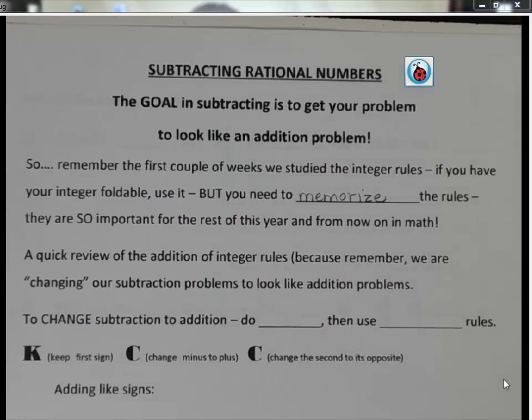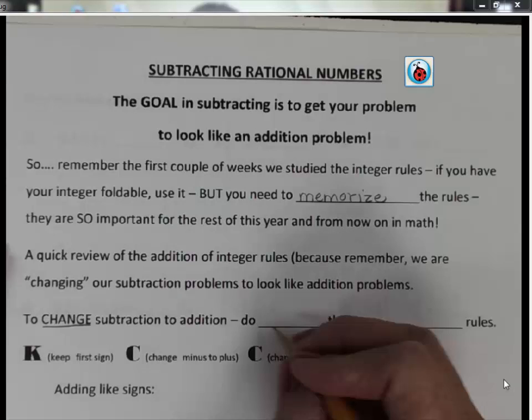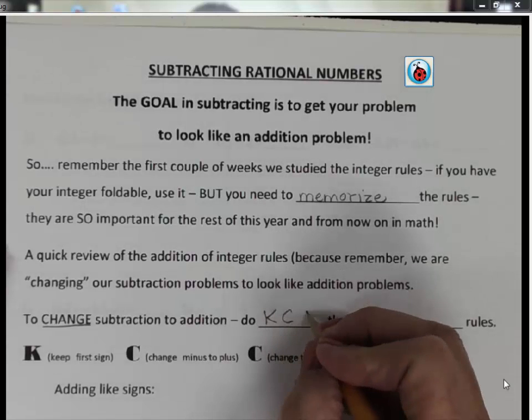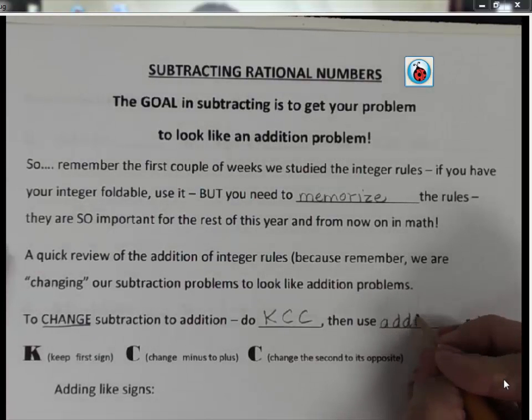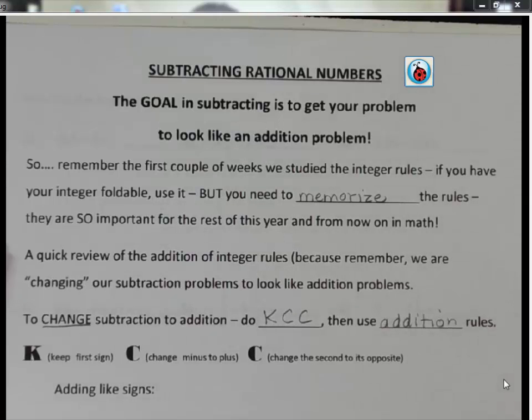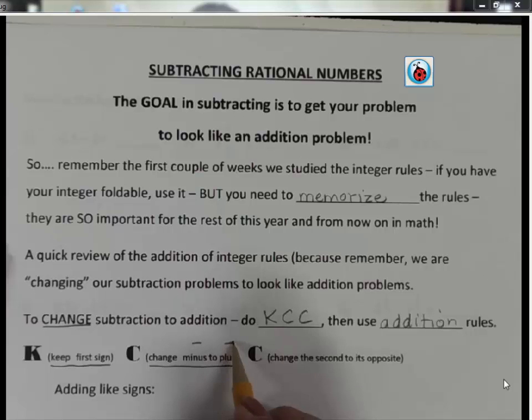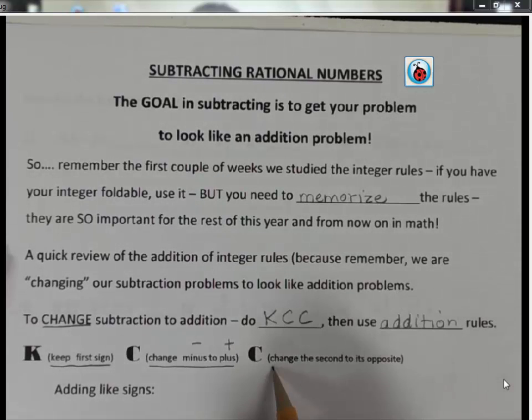A quick review of the addition integer rules, because remember we are changing our subtraction problems to look like addition problems. To change subtraction to addition, do K, C, C, then use addition rules. The K is for keep the first sign. C is for change the minus to a plus. And the second C is to change the second number to its opposite.